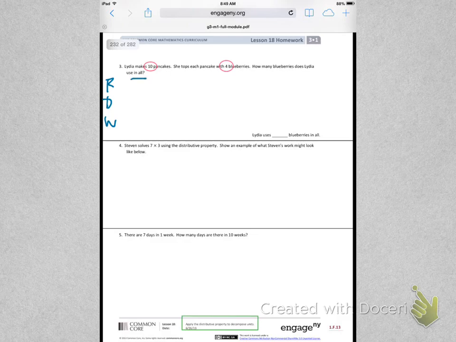I know that in all tells me I'm going to be writing a multiplication problem. So I have 10 times 4. Our product is the unknown. It's how many blueberries that Lydia uses in all. I'm going to draw a number bond to help me solve this problem. In the top part of the number bond, I'll write 10 times 4.